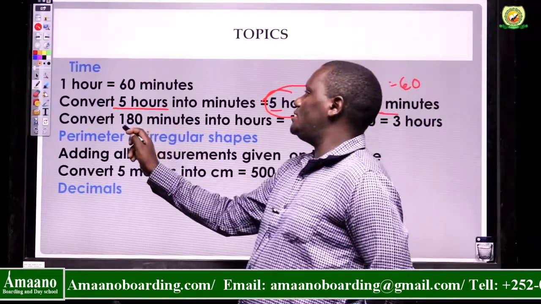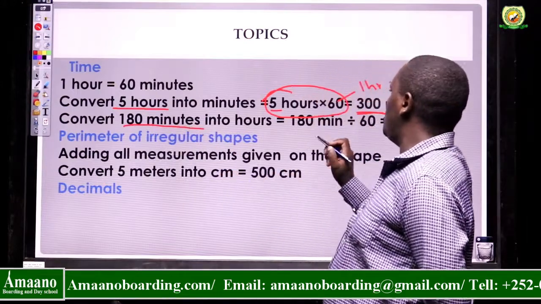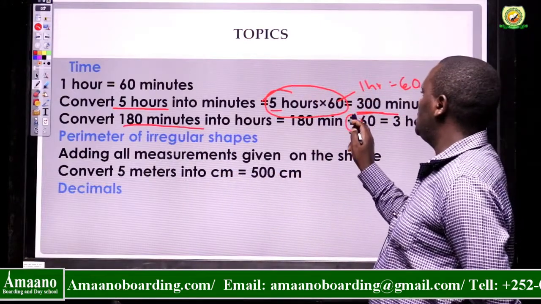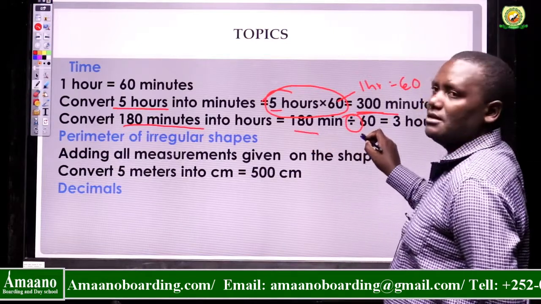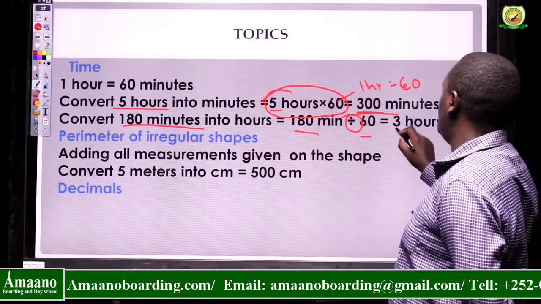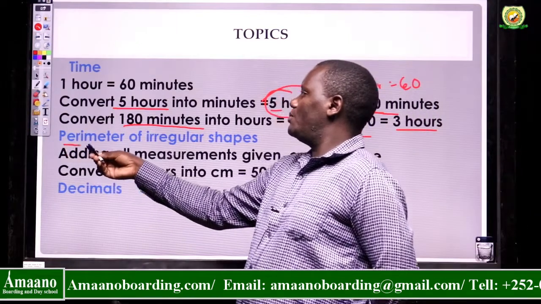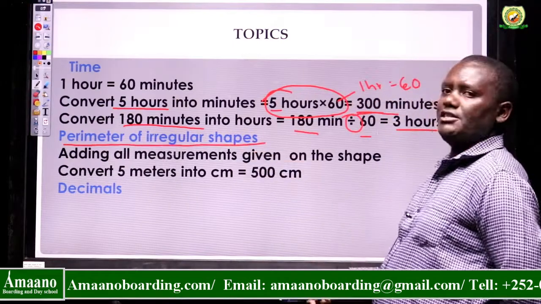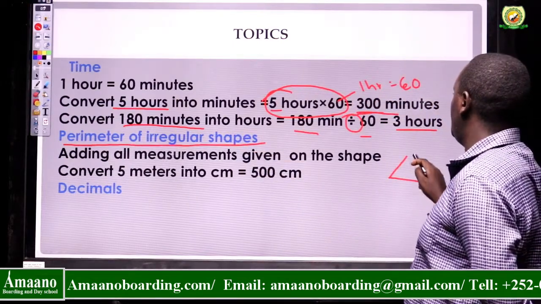Converting minutes into hours. To convert minutes into hours, we always divide by 60. That is 180 divided by 60. I find it is 3 hours. Also, we learned on the perimeter of irregular shapes. Irregular shape is like this shape.